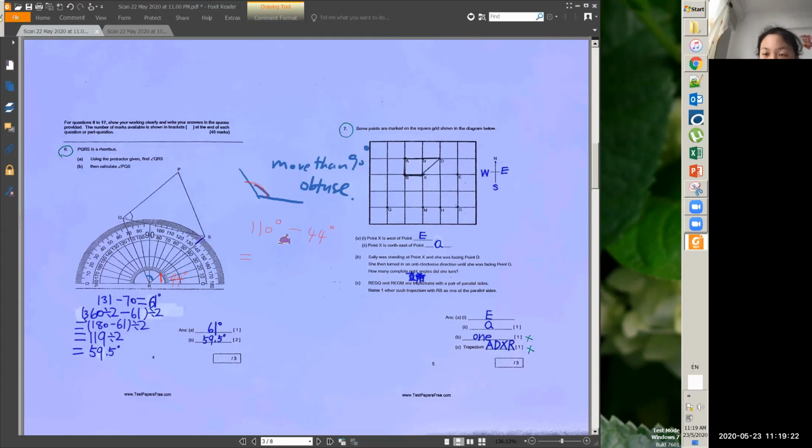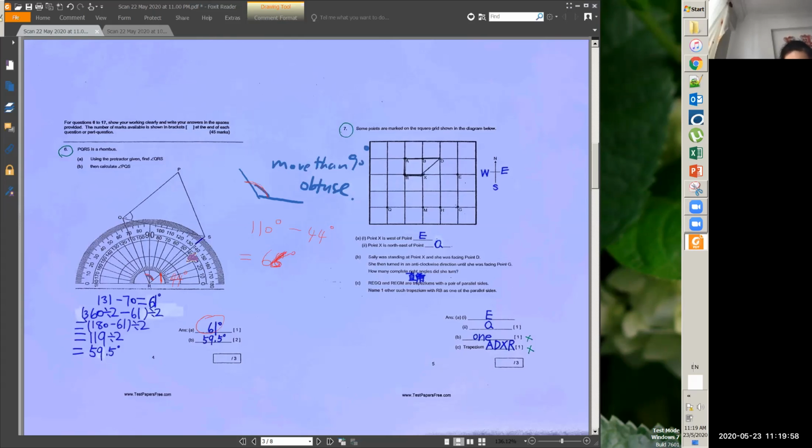Okay. Anyway, so it's 110 minus 44. So what is this angle? 110 minus 44. Can you help me out? 68. So is the answer 68? Yeah, is the answer 66? Yes. Okay. So I don't know how you get 61. I really don't know.